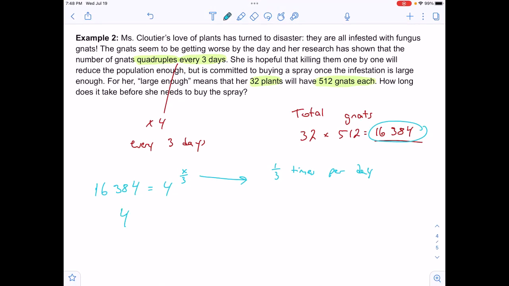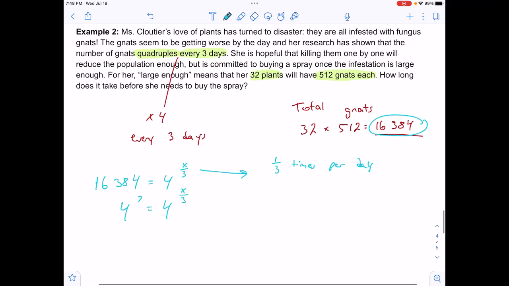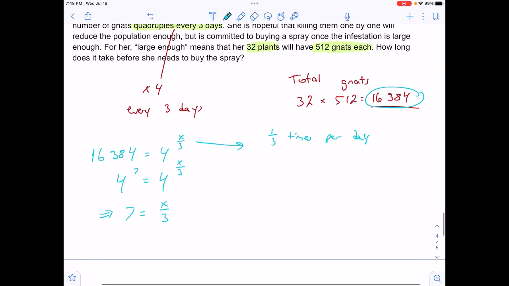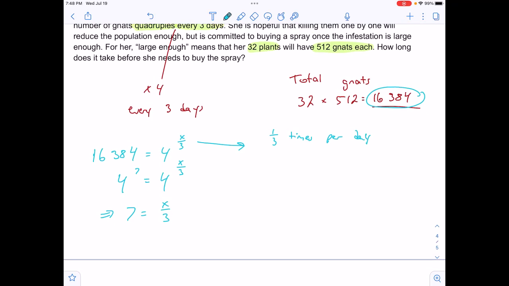Okay, go back to my problem here. 4 to the power of 7 is 4 to the power of x over 3. We now have the same base, so I can use my implies that arrow, get rid of my bases, and only deal with the exponents. And now I can rearrange. Normally to solve, multiply both sides by 3, 21 is equal to x.